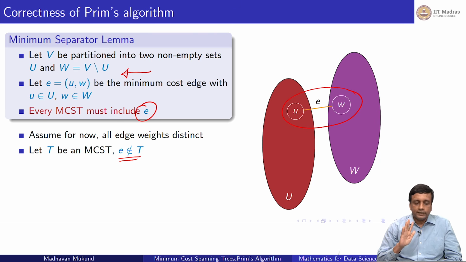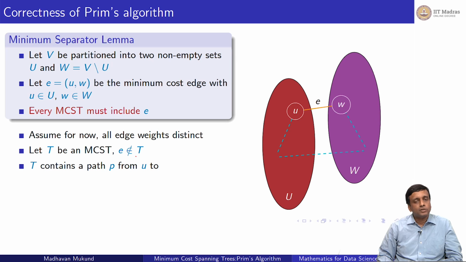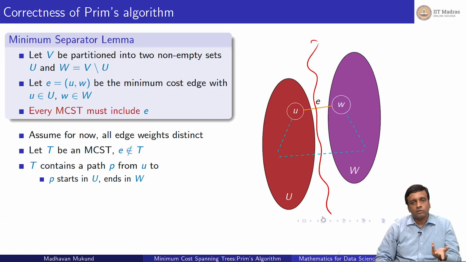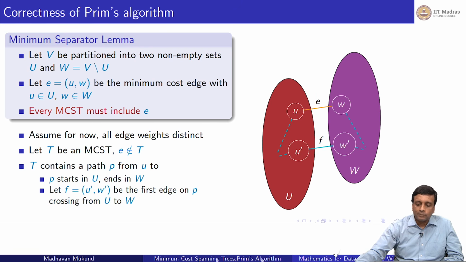Now on the other hand, I have built a tree. Hypothetically, this capital T is an MCST. It is a tree, a connected graph on the underlying vertices. So there is no problem going from small u to small w. There must be a path, because it's connected. So this path starts in the left partition and it ends in the right partition. Imagine that this was a river separating two sides of the city. You cannot go from this side to that side without crossing the river. So I am not using this edge E which I want, but I have to cross somewhere. So there must be some other edge, let me call it F, where this path crosses.